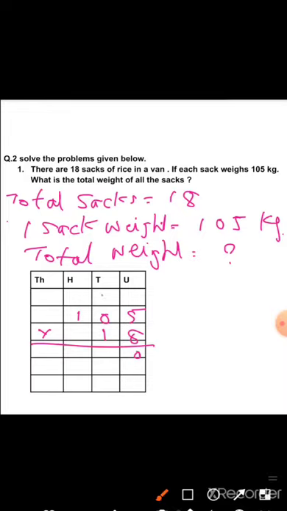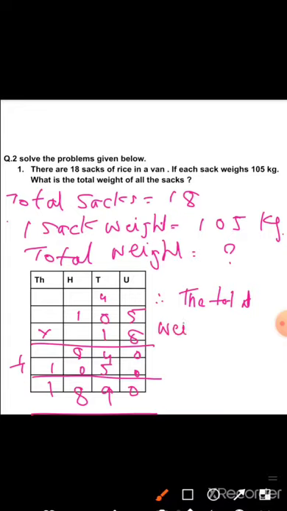8 5s are 40, 0 down, 4 carry forward. 8 0s are 0, 0 plus 4, 4, 8 1s are 8, put 0. 1 5 is 5, 1 0 is 0, 1 1 is 1, add all the numbers. 0 plus 0, 0, 4 plus 5, 9, 8 plus 0, 8 and 1. So this answer is 1890.